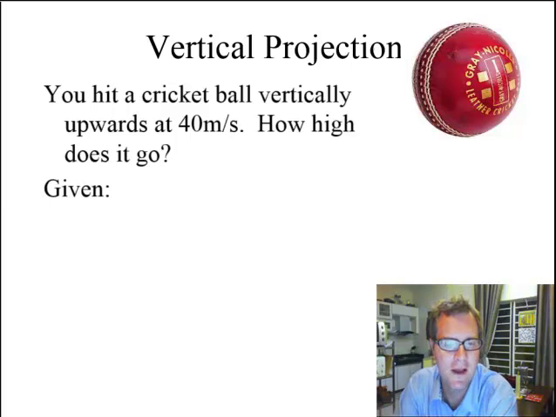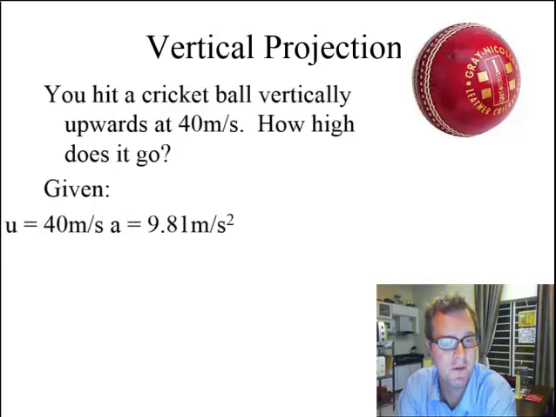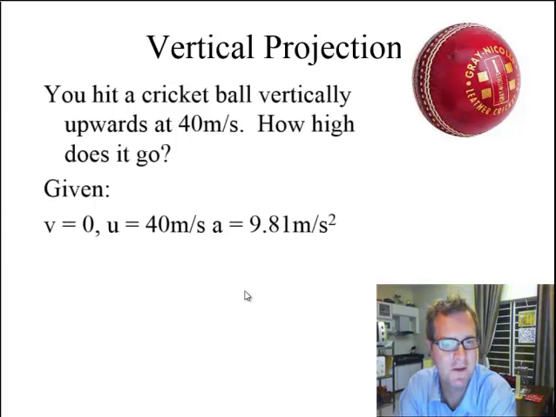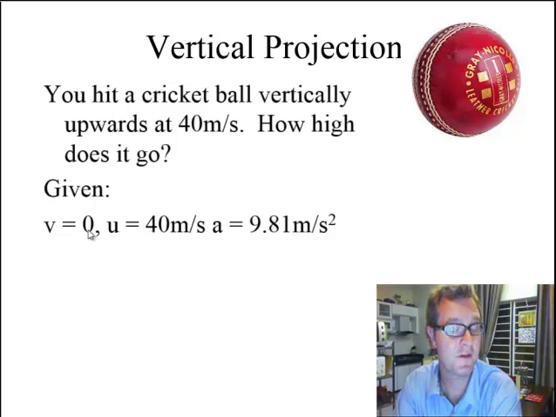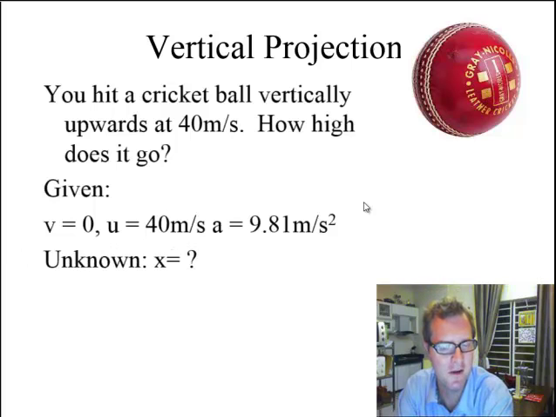As ever, I try and advocate using the GUESS process. So first of all we look at what's given in the question. The given values are: 40 meters per second is the initial velocity. We know that it's going to decelerate at 9.81 meters per second squared, and we know at the highest point the velocity is going to be 0. So there are some given values there for us. Our unknown value is x, the displacement.